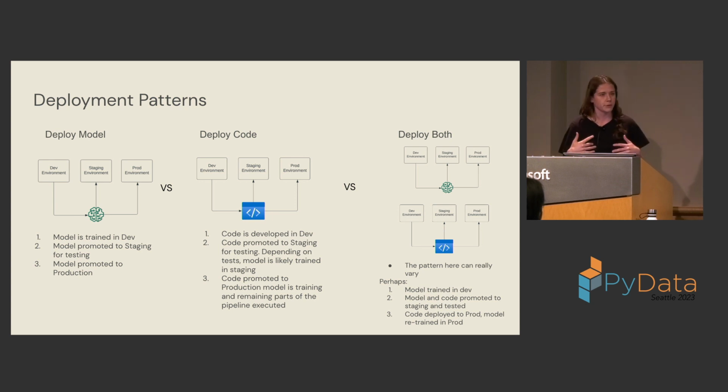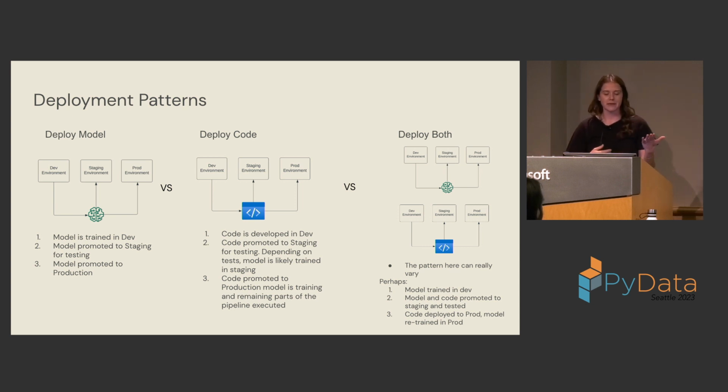The second one is deploy code. Now, this one can be much more helpful, especially if you're in a scenario where you don't have access to production data in dev, which again happens a lot in regulated industries, especially when you're dealing with personal health data, all that kind of stuff. So the deploy code pattern is where your code is moving from environment to environment.